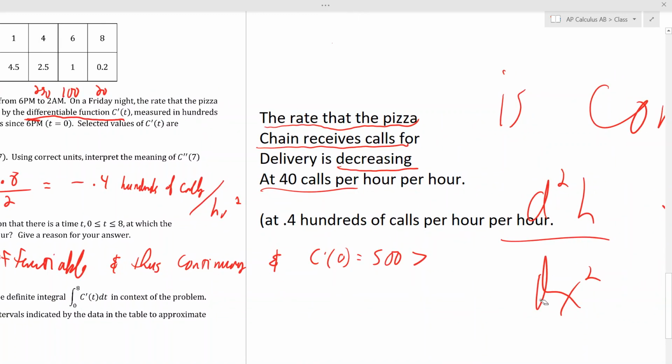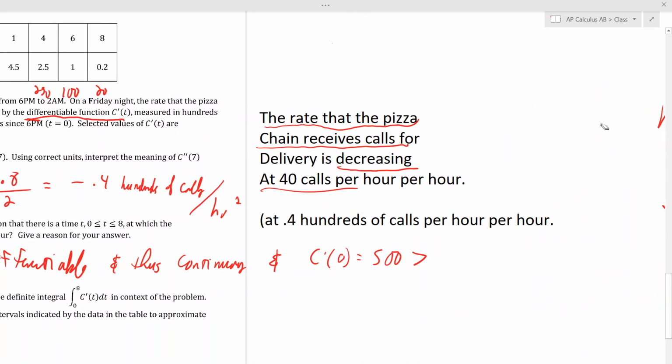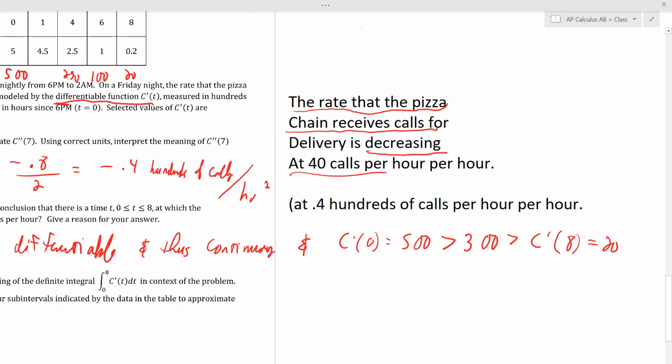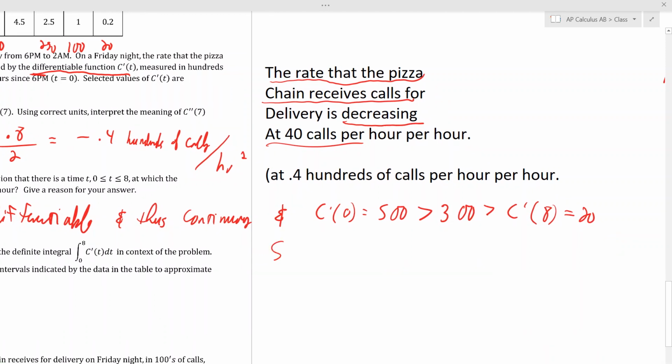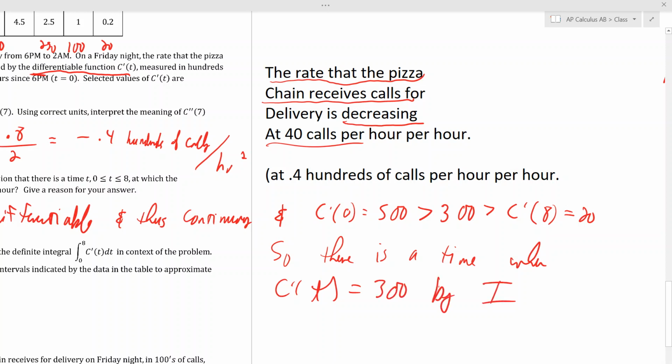Let's get this out of here. This is from an old question. 300 is what they asked about, and it's greater than C prime of 8, which is 20. So basically we're saying, hey, it's continuous and 300 is between these two values. So there is a time when C prime of t equals 300 by IVT.